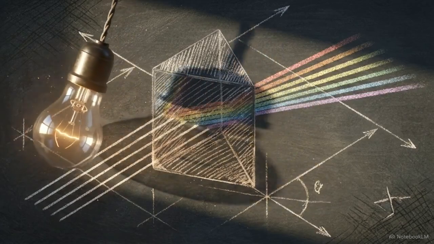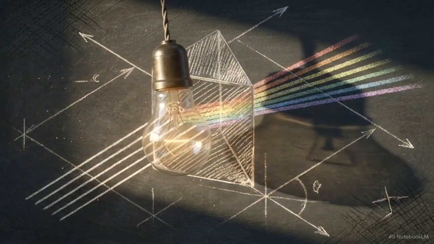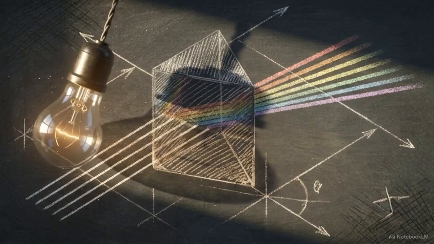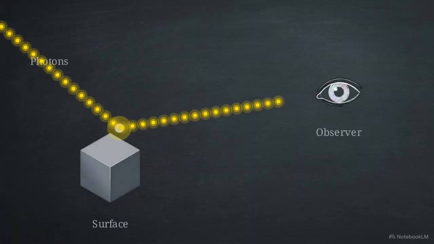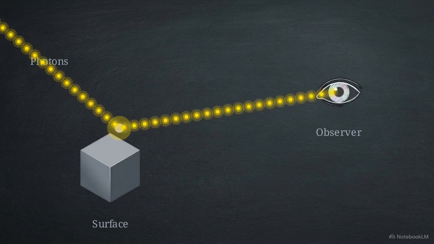If we want to understand how we see the world, we have to start here. Without light, the visual world simply doesn't exist. Seeing an object requires a mechanical exchange. Photons must strike a surface and ricochet toward our eyes.